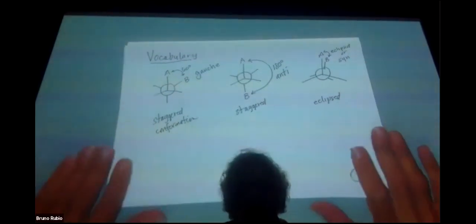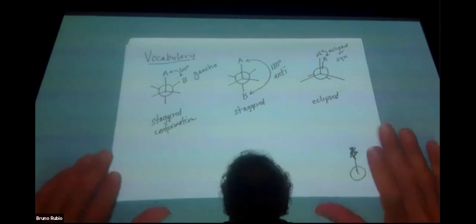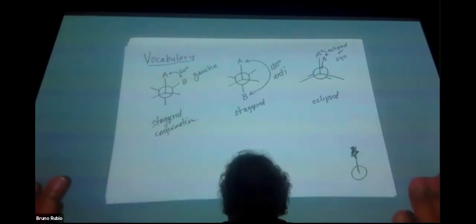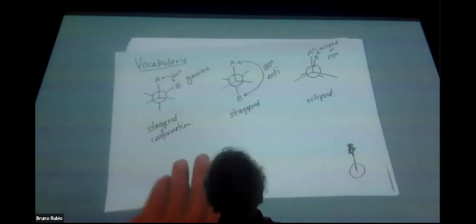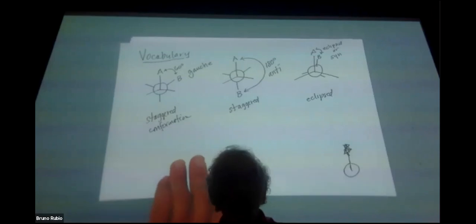Okay, now we're all set up to start talking about torsional strain with the Newman projection, and I'm going to take a 10-minute break now and then put all of this on a quantitative footing. Okay, so I'm going to go have a sip of coffee, 10-minute break.